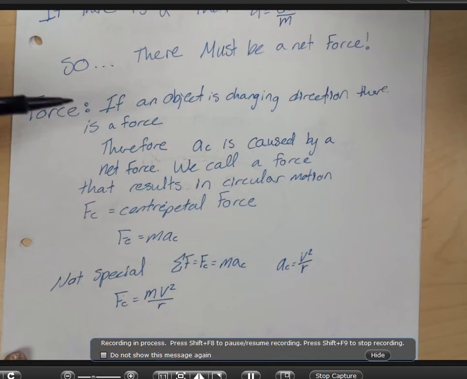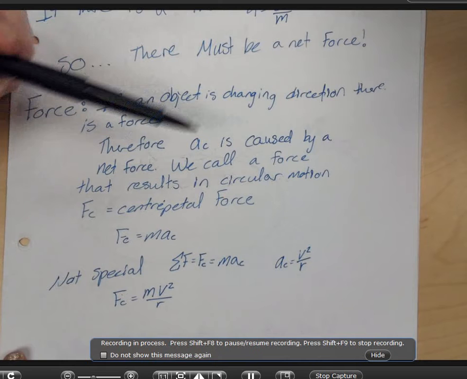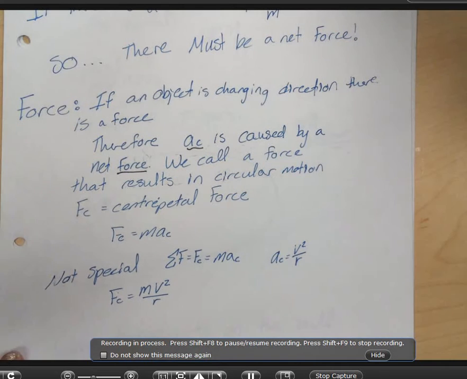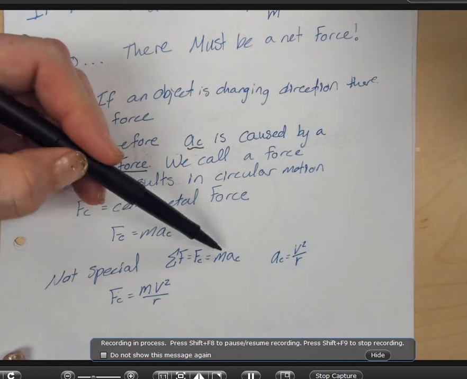If the only thing that's happening is changing directions, then you've got a centripetal acceleration only, and it's caused by a net force that we would call a centripetal force. And so that centripetal force will cause a centripetal acceleration. There's nothing special about this situation. It just so happens that when you calculate it out, the net force and the acceleration point toward the center of the circle. So you have net force equals mass times acceleration.